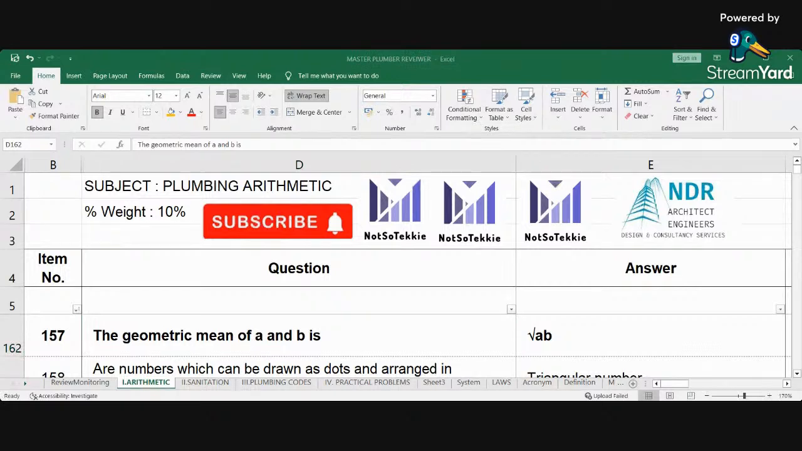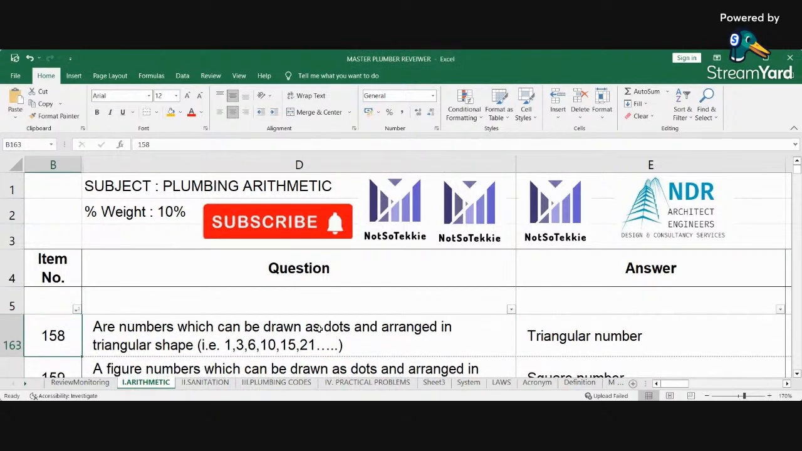Ilang oras na tayo. Chat with us. 42 minutes, o 20 minutes pa. Baka hindi lang.